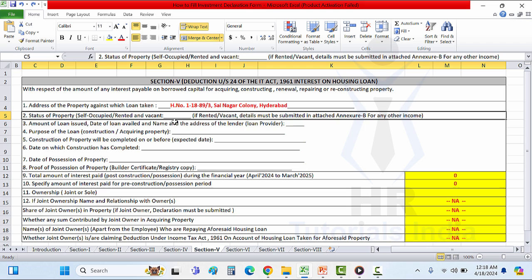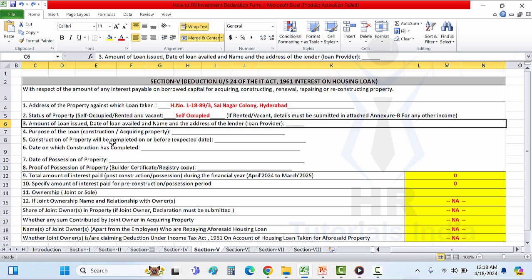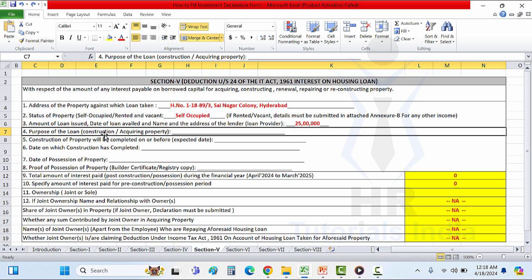Then comes status of the property, self-occupied or rented or vacant. So we need to fill whether it is rented or vacant or self-occupied. It is self-occupied. Amount of loan issued, date of loan availed and name and address of the lender, loan provider. So we need to fill these details. Here the loan amount is 25 lakhs. Purpose of the loan, constructed or acquiring property. So we need to fill these details.